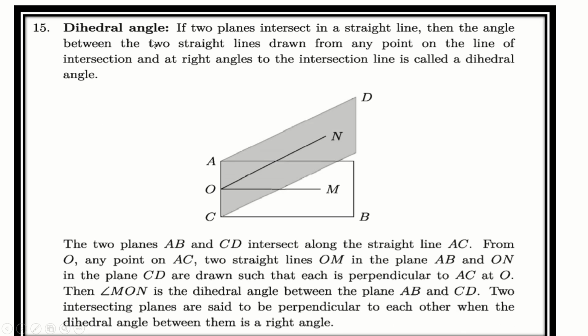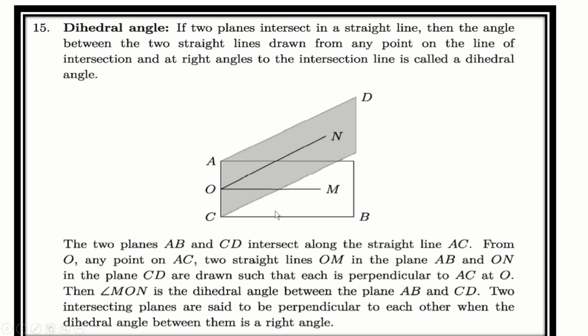Number 5, trihedral angle. Follow the figure. If planes intersect in a straight line, then the angle between the two straight lines drawn from any point on the line of intersection and at right angles to the intersection line is called a trihedral angle. That means here is given a figure. Okay, there are two planes. One is ABC, and another one is ACD.